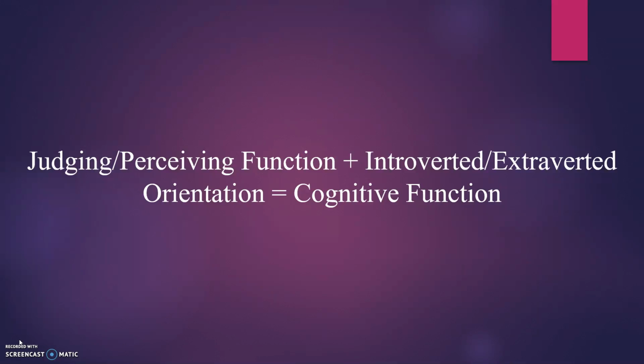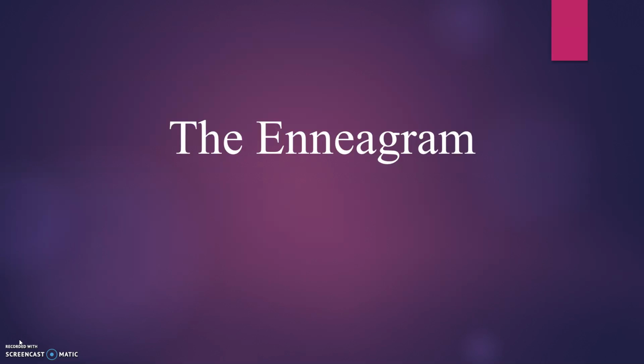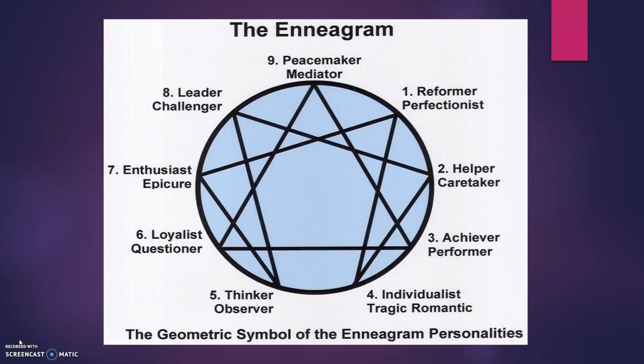So, just to recap, once again, a judging or perceiving function plus an introverted or extroverted orientation is a cognitive function. And just so you know, there's a lot more to this than I'm able to go over in this short recap of the presentation, but at the end I will provide you with some resources if you're interested in exploring this further. So the Enneagram. This is the symbol that's normally associated with the Enneagram.